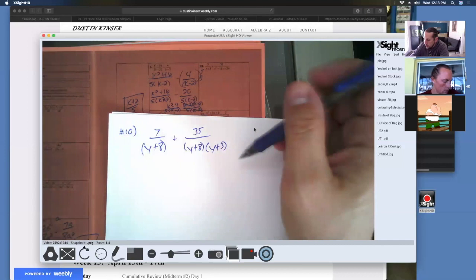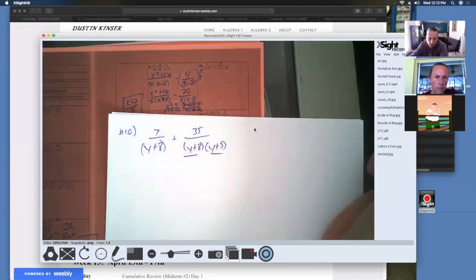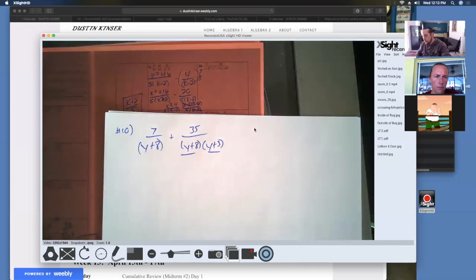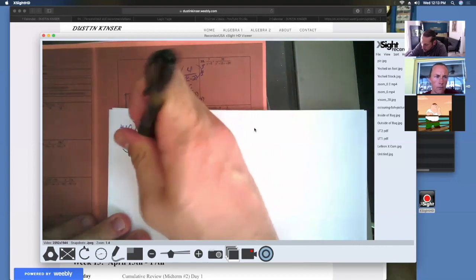So now I know that my common denominator is these two factors. On this side, I'm going to have to multiply by y plus 3.